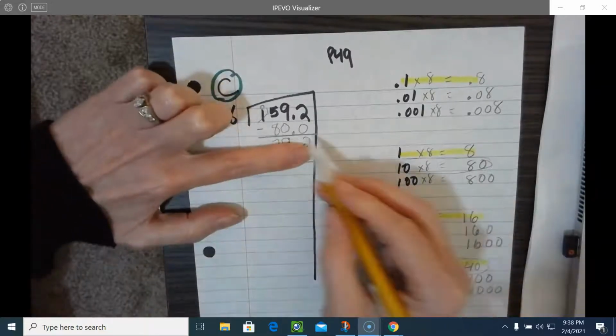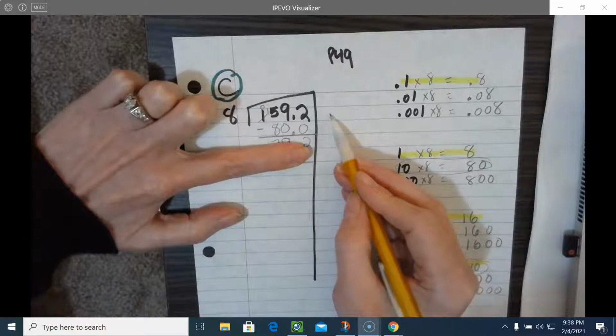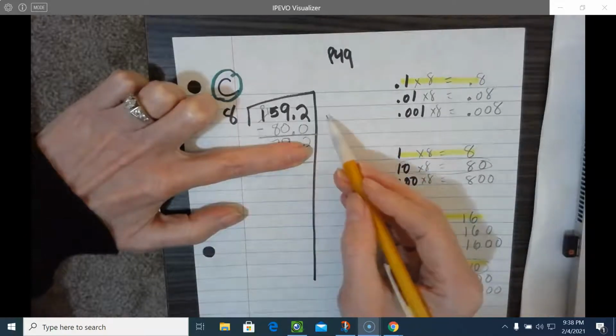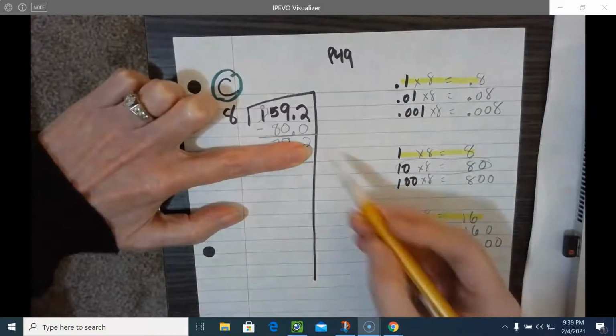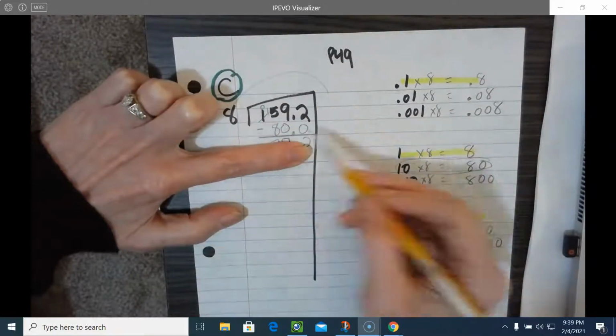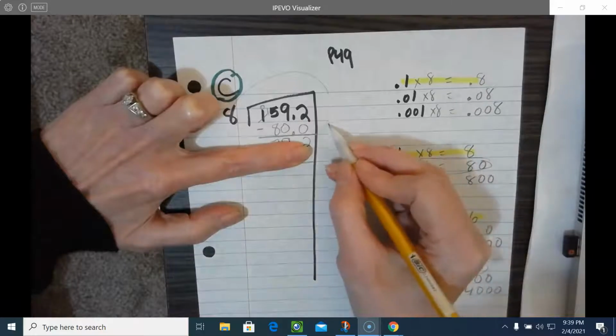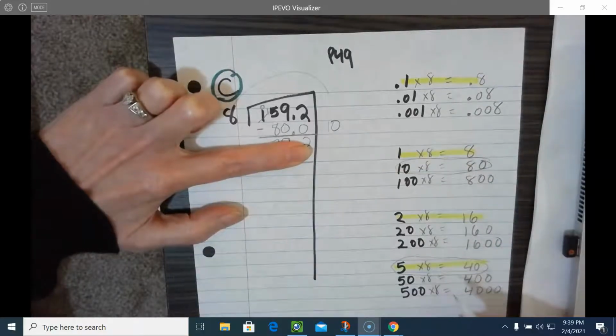Before I move any farther, look at what I forgot to do. That would have been a train wreck if I wouldn't go back up here. I forgot to put my answer out in the margin. And when I did 8 times what number got me to that 80, that was a 10. Don't forget to do that. Don't do as I did.